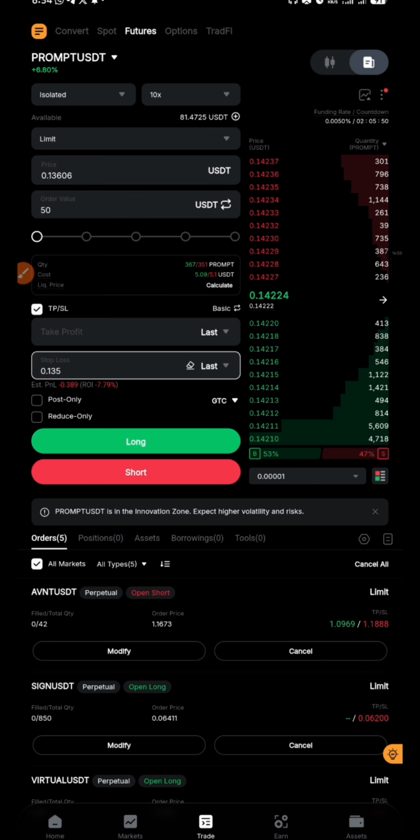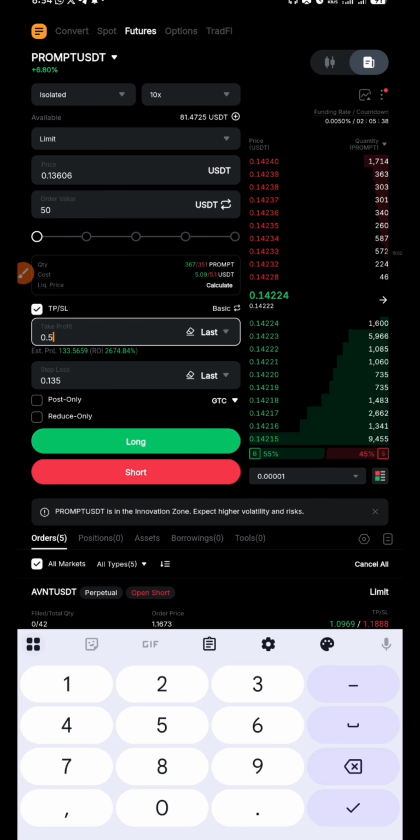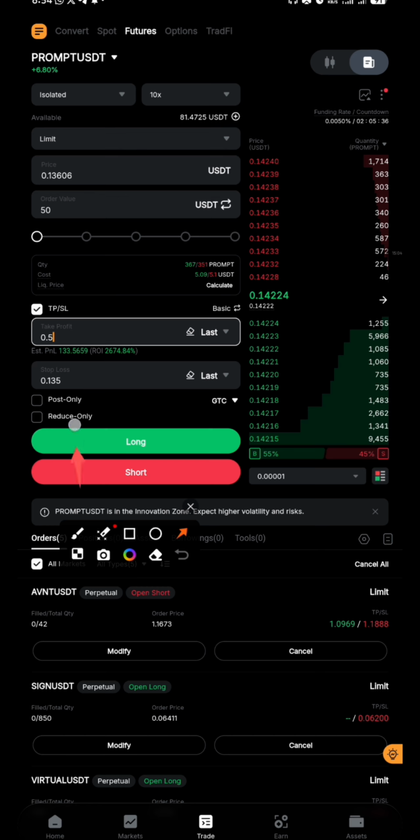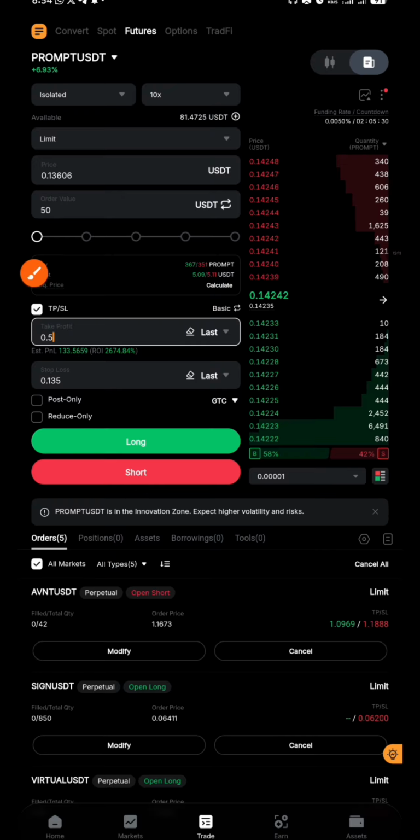So when you have entered it, I don't usually put TP. I usually allow my TP to be open. But I can decide to sell, and my TP will be 0.5. Now you see the profit is going to give me $133. You see everything under that place. So when you are okay with that, you just hit long.